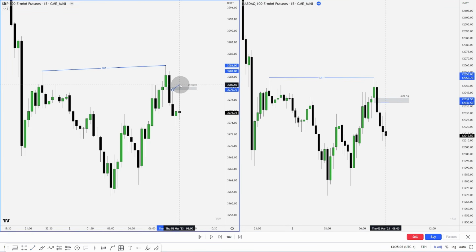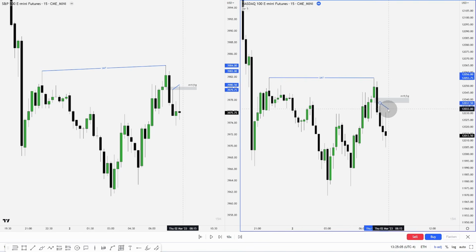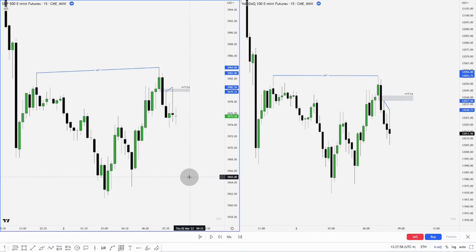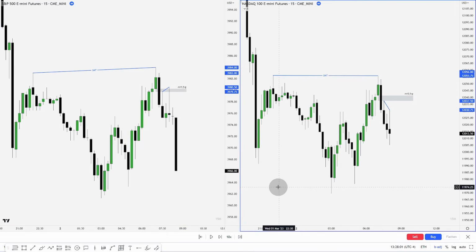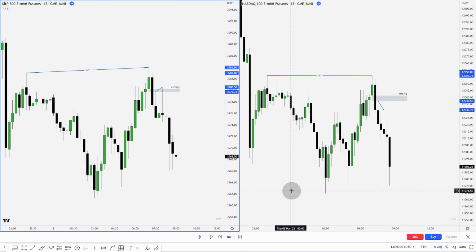So the S&P came up into this fair value gap, while NASDAQ does not. So if we let this play out a few more candles, you can see we reach for this low and then put in that SMT from the previous example.